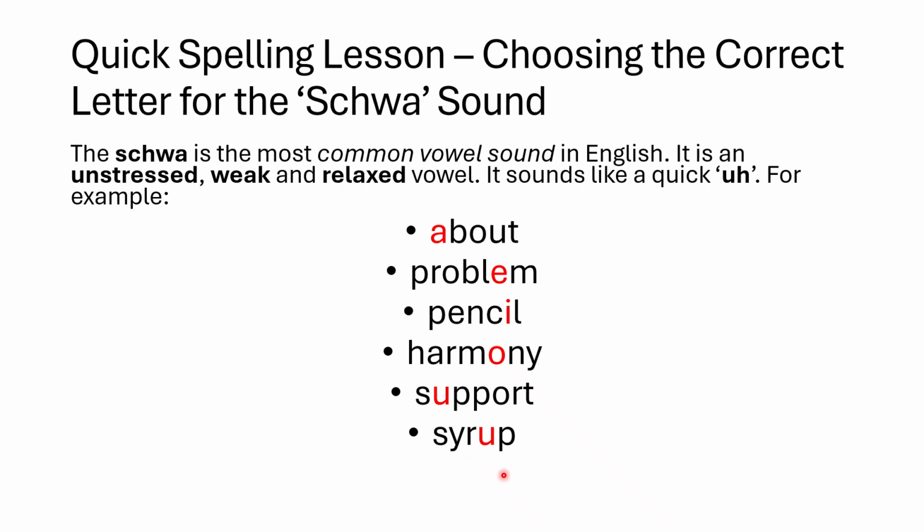Syrup. The U makes the sound, syrup. The Y, as an independent vowel, rarely makes the schwa sound. Syrup can be pronounced by some people with both the Y and the U making the schwa sound, syrup.